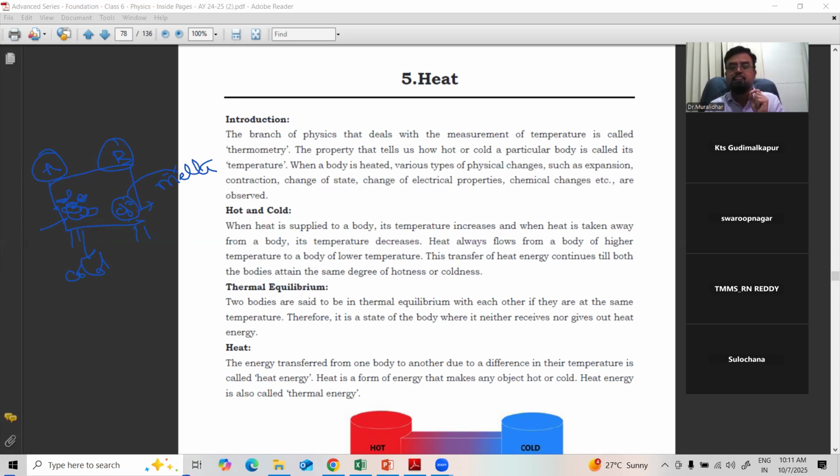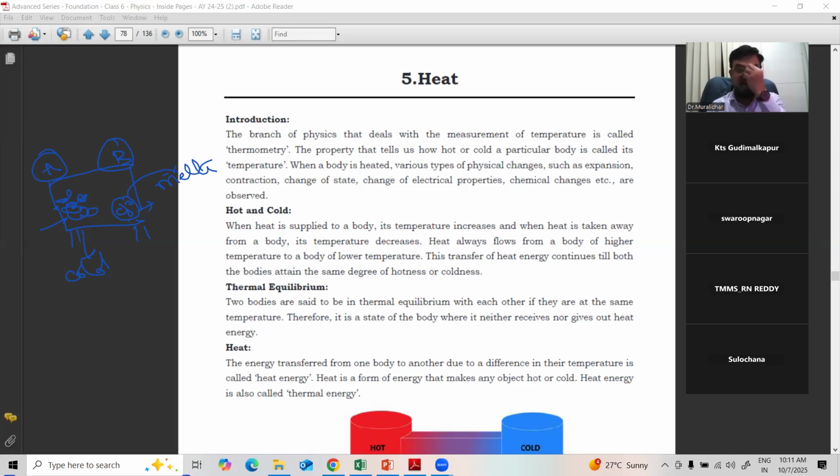Why? Because whenever coffee is placed on the table, coffee is the hot body and the table is the cold body. So heat goes from the coffee cup to the table. That is the reason the heat of the coffee reduces and it becomes cold. At the same time, in the case of the ice bowl, the table is the hot body and the ice block is the cold body. So the ice block receives the heat from the table and melts into liquid.